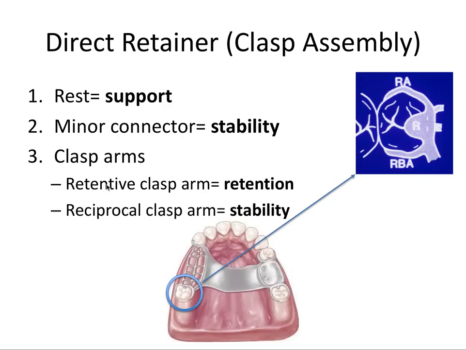And there are two different types. There's the retentive clasp arm, which is the RA of this image here, retentive arm, and that provides, of course, retention. Whereas we have the reciprocal clasp arm, which is RBA, that stands for reciprocal bracing arm, and this braces against the tooth surface, doesn't necessarily lock in anywhere, but it does brace to provide stability. And so all four of these components make up the clasp assembly or the direct retainer.